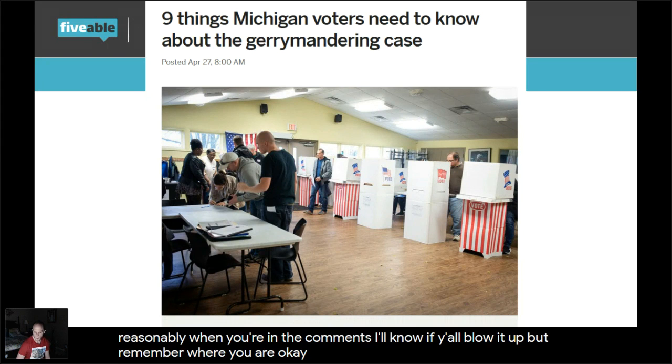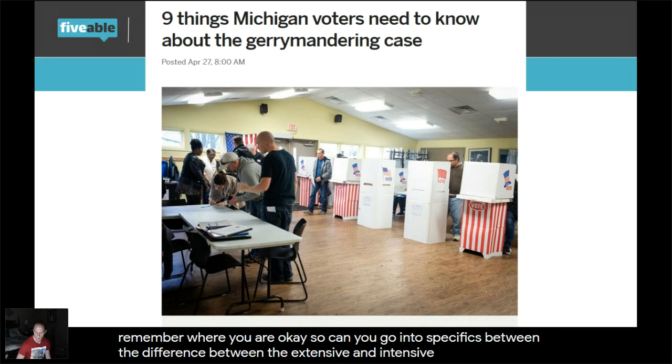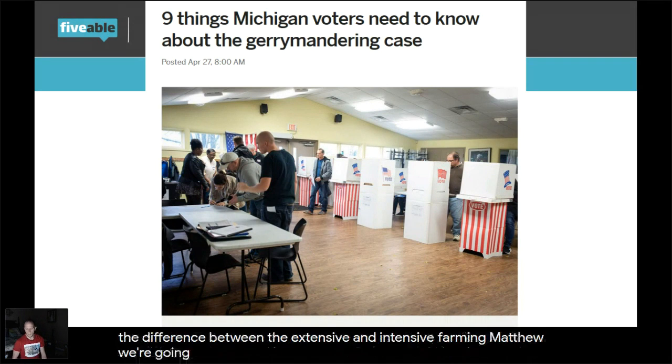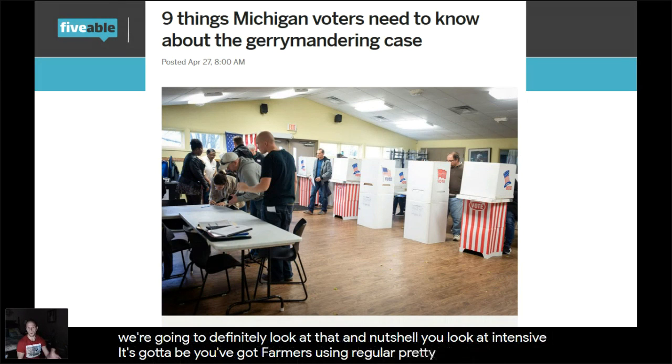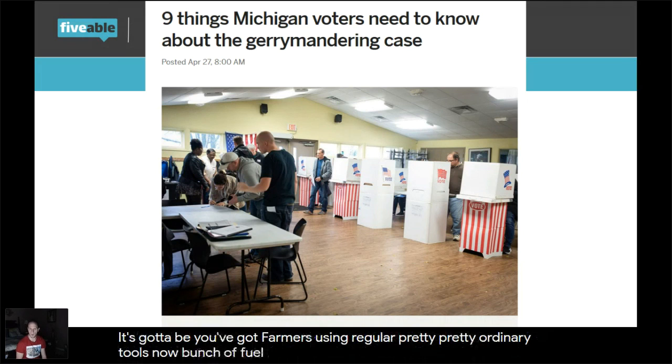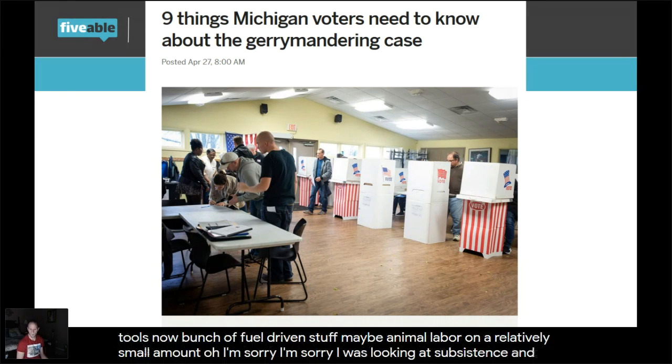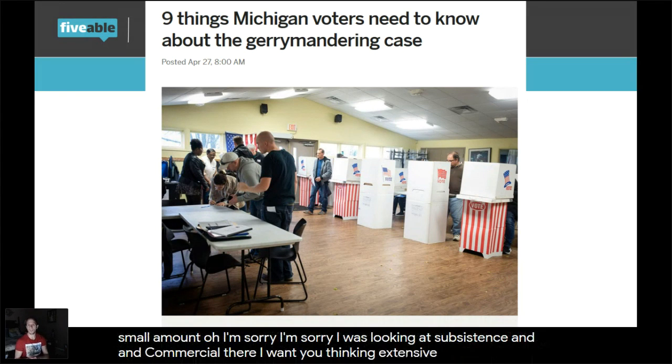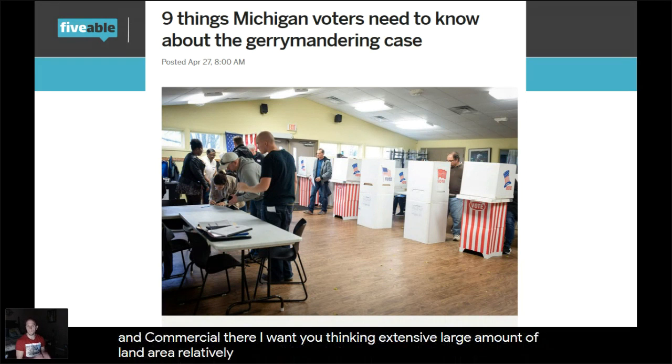Okay. So can you go into specifics between the difference between extensive and intensive farming? Matthew, we're going to definitely look at that. In a nutshell, you look at intensive. It's going to be farmers using regular, pretty ordinary tools, not a bunch of fuel-driven stuff. Maybe animal labor on a relatively small amount. Oh, wait, I'm sorry. I was looking at subsistence and commercial there. I wasn't even thinking extensive. Extensive is a large amount of land area with relatively small inputs in that land area.